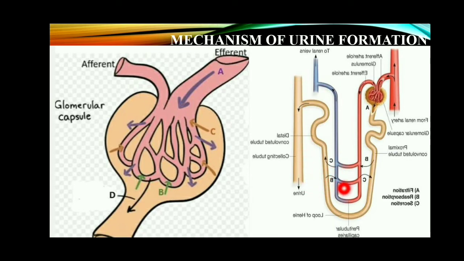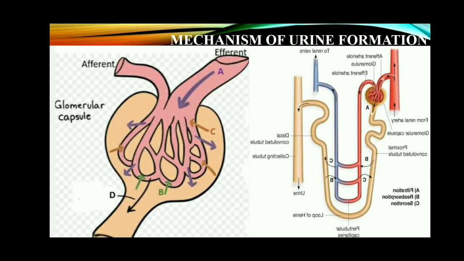So, after the tubular reabsorption process, the urine is passed through this U-shaped loop of Henle, then reaches the distal convoluted tubule. When it reaches the distal convoluted tubule, certain substances such as hydrogen ions and potassium ions are secreted into the tubule. This process is called tubular secretion, and the product here is called urine.